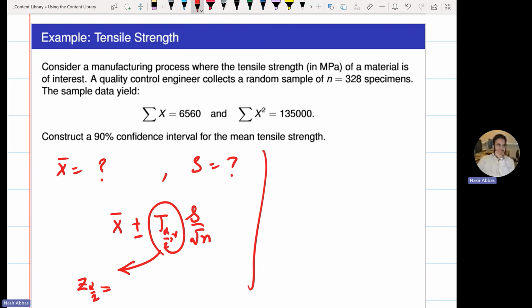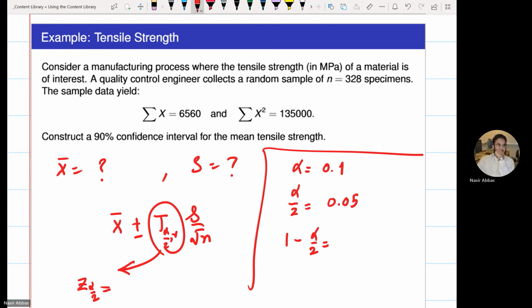Let's practice one more time. How will we get this value from the Z table? What is alpha? 0.1. What is alpha by 2? What is 1 minus alpha by 2? We will go to the Z table, look for 0.95 inside the Z table, and the corresponding value at the edge of the table will be Z alpha by 2.